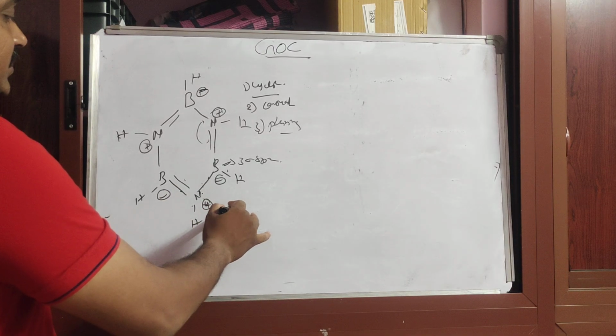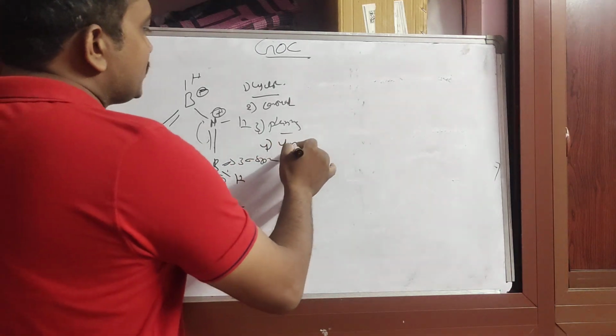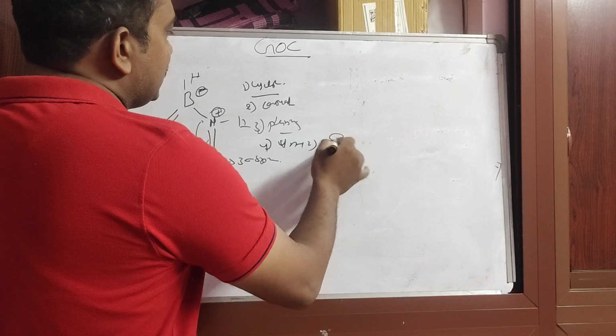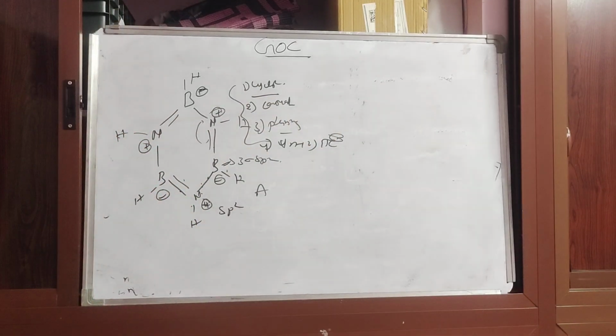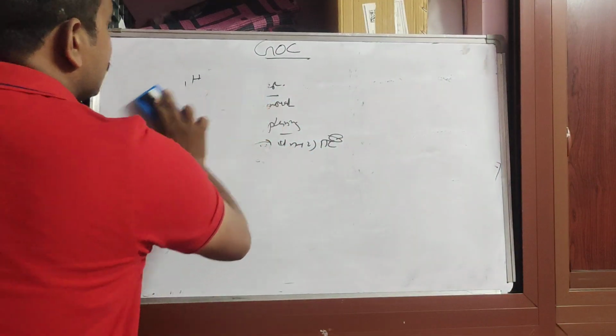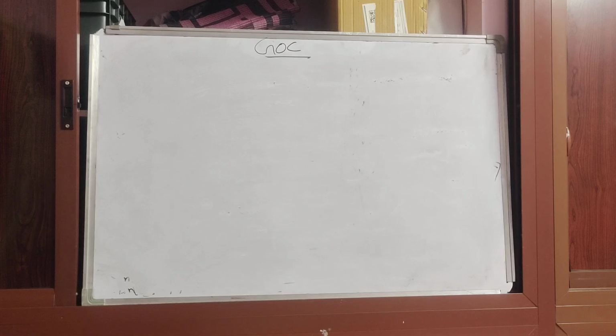Yes, sp2 hybridization. All are planar and sp2 hybridized, cyclic, and follow the 4n+2 pi electrons rule. Hence, this is called an aromatic compound. This is the inorganic compound that shows the aromatic character of the molecule.